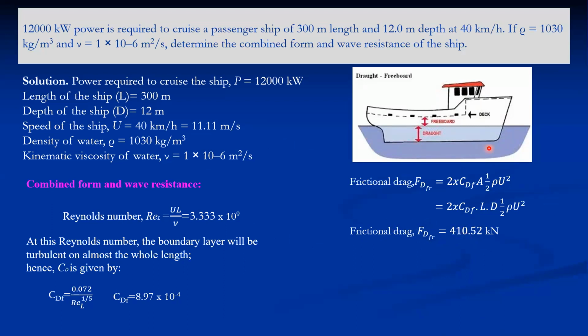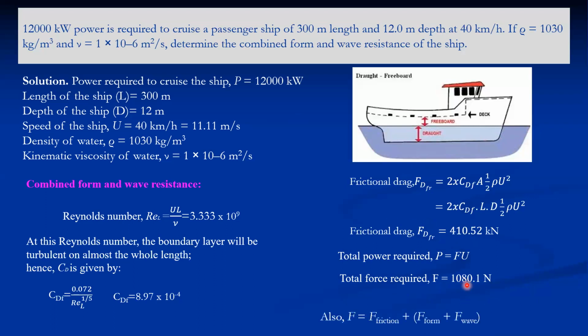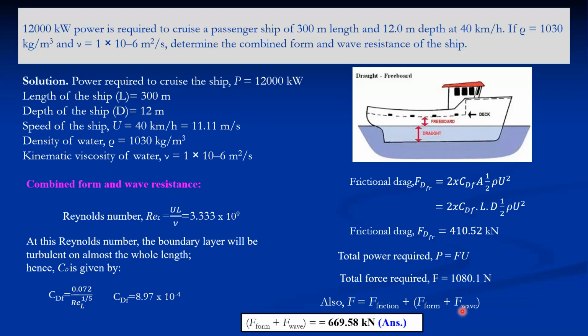Now this is the frictional drag, meaning around the skin or surface. But the power is given, and from the total power, we can calculate the total force that is experienced by the ship. That is 1080.1 kilonewton. So this force is equal to the friction drag plus form plus wave drag. We know this, so we can calculate the combined form and wave resistance, that is around 670 kilonewton.